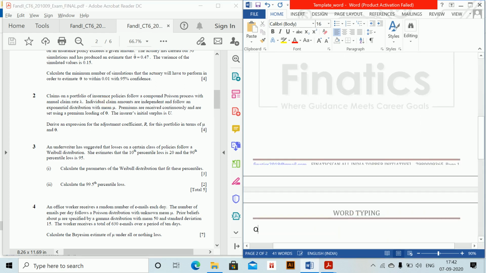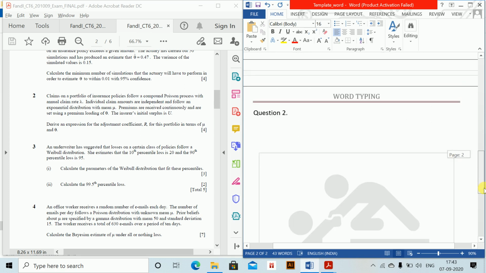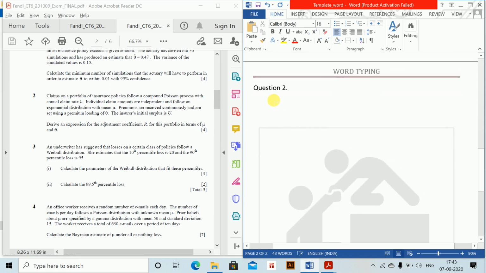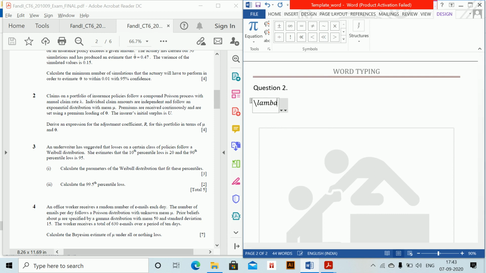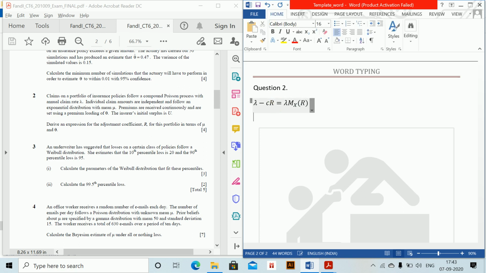So again, next question. Question 2: lambda minus cR equals lambda M_X(r). This is the adjustment coefficient.